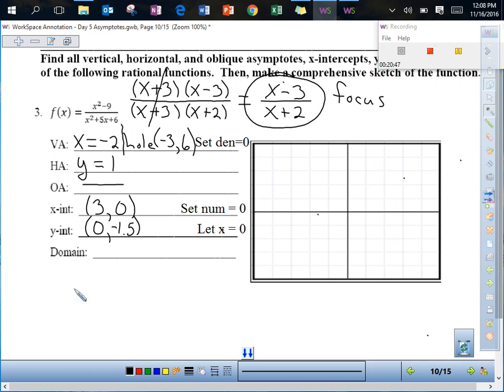Be careful on the domain. On my domain, you are not allowed to use a negative 2 or a negative 3. There's a hole here. There's an asymptote there. So my domain is going to be negative infinity to negative 3, along with negative 3 to negative 2, along with negative 2 to infinity. So that's how we handle that.